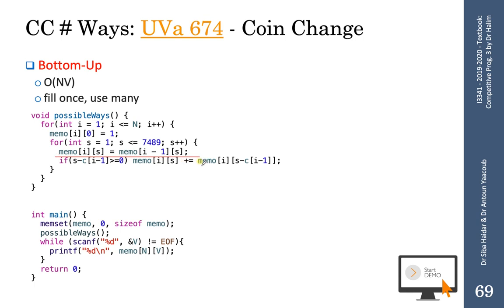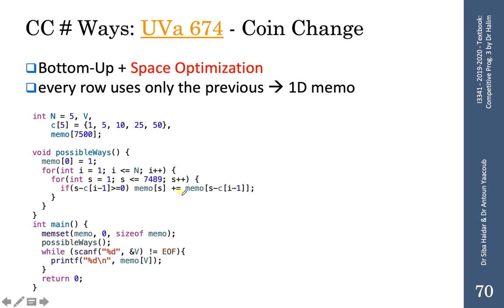Another interesting thing to notice here is that in this line, note with me the memo of I, how it is calculated at each iteration. For each I, memo of I depends only on the memo of I minus 1 and on the previous row. So this is the only thing we need. So just recall the space optimization we used in the previous classical examples. We can use it here.